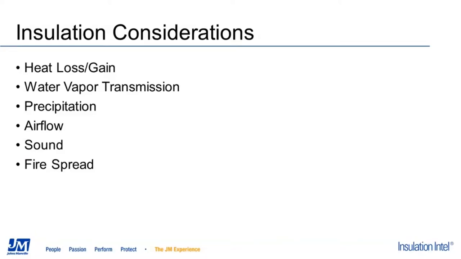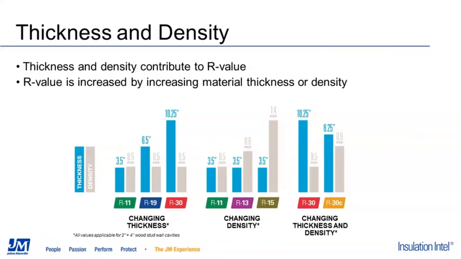So for instance, spray foam, polyiso, kraft face fiberglass, there's several options where you wouldn't have to add a separate vapor barrier. Curtain wall, mineral wool can behave as a drainage barrier to protect against precipitation. Two other items considered are sound control and fire resistance. And as we go through the presentation, you'll gain an understanding of how JM's insulation portfolio covers all of these considerations for you. So first up is fiberglass.